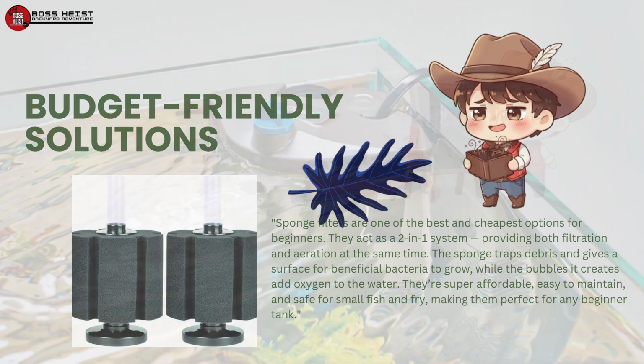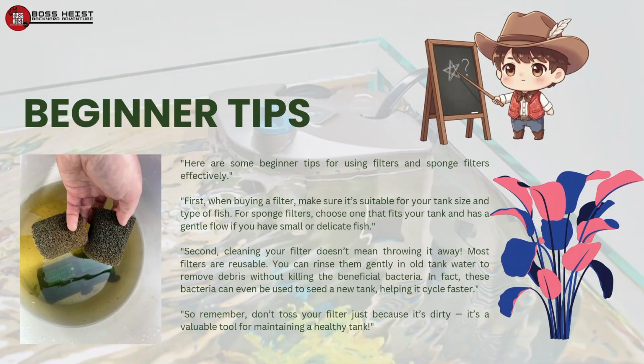Here are some beginner tips for using filters and sponge filters effectively. First, when buying a filter, make sure it is suitable for your tank size and type of fish. For sponge filters, choose one that fits your tank and has a gentle flow if you have a small or delicate fish. Second, cleaning your filter doesn't mean throwing it away.